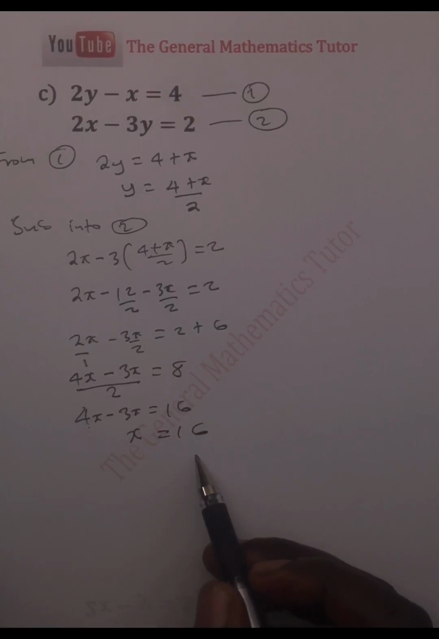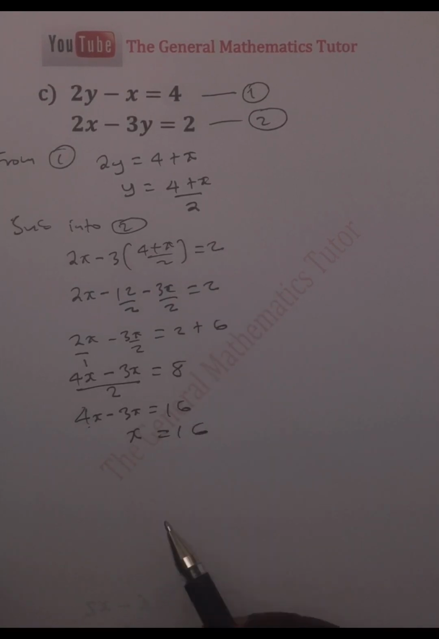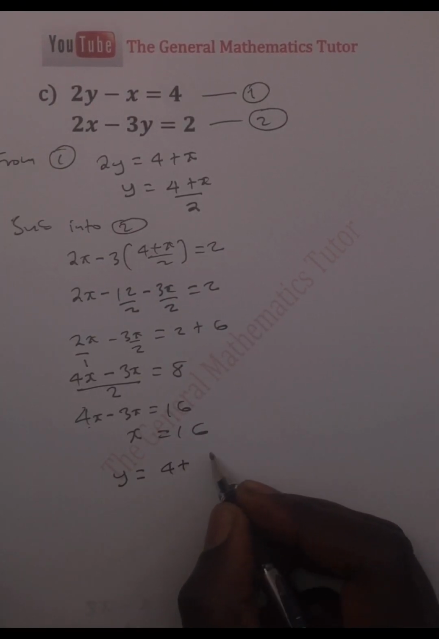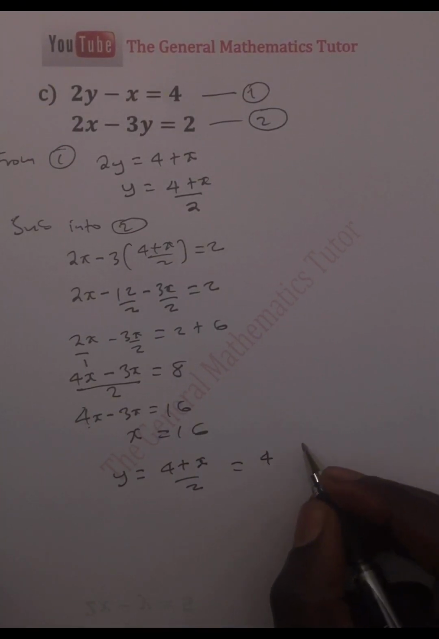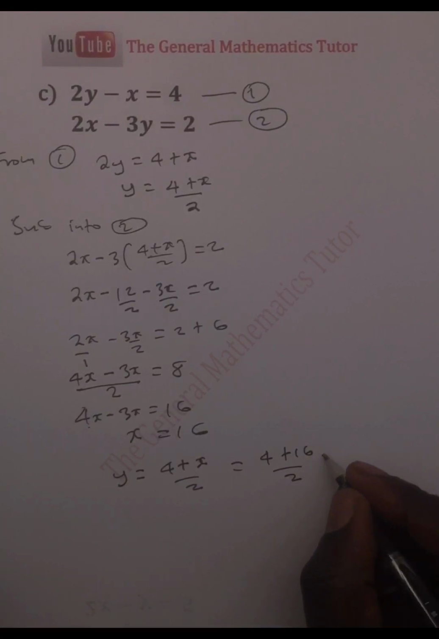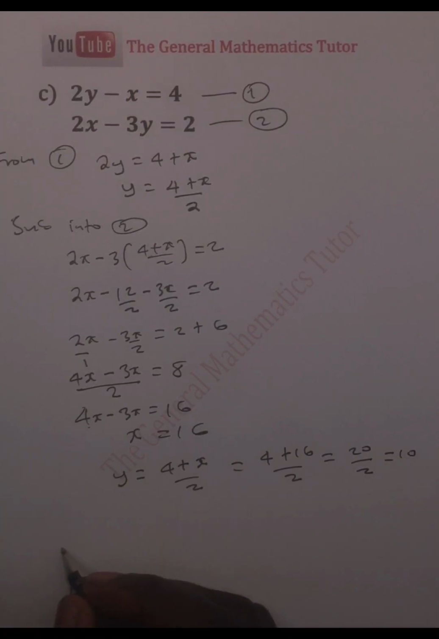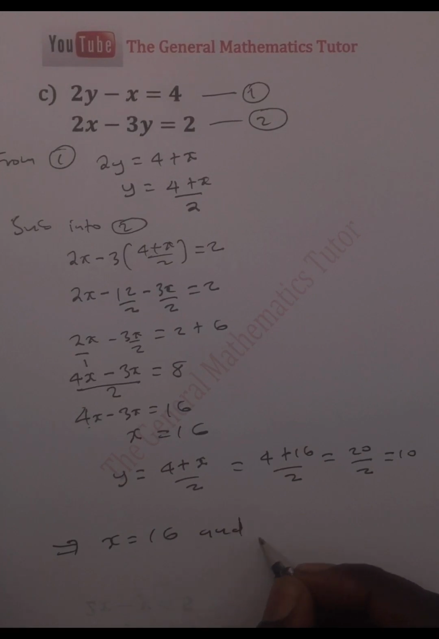So we have the value of x. We can obtain the value of y by just substituting for the value of x there. So y is equal to 4 plus x over 2, which means that y is equal to 4 plus 16 over 2, which is the same as 20 over 2, which is just 10. So therefore we have that x is equal to 16 and y is equal to 10.